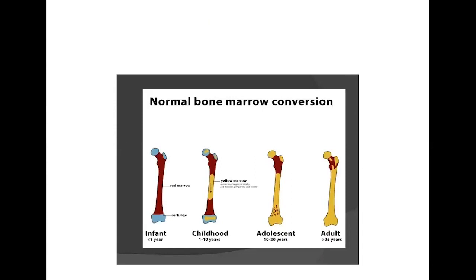This illustration shows you the location of the red bone marrow. You can see in infants, the bone marrow is all red bone marrow. As we age, though, the red bone marrow is replaced by adipose tissue, and this is called yellow bone marrow. Notice in the femur here that the red bone marrow in the adult is going to be found next to the head of the femur in the proximal epiphysis.